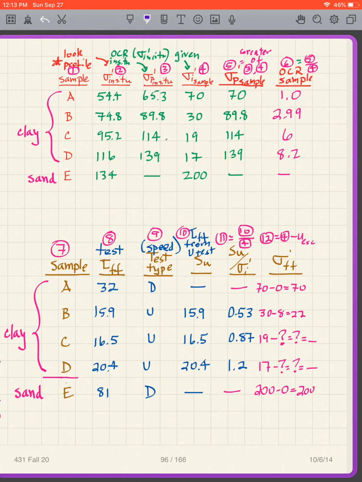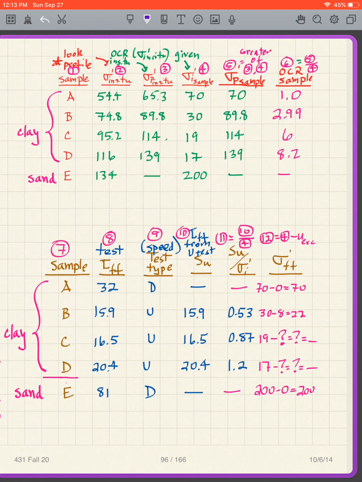So in other words, 89.8 is the greatest it's ever felt, because it felt 89.8 in the ground, and we only put 30 in the lab. The same thing, 114, 19, 114 is the greatest. 139, 17, 139 is the greatest. So what we've put on in the lab, for these last 3, is less than what it felt in situ. So the in situ stresses are the ones that represent the greatest stress on that sample.